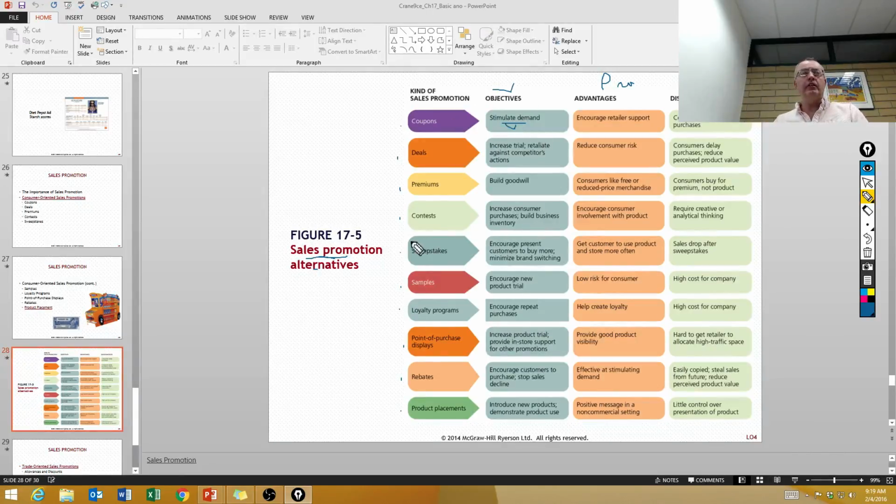Okay, so we said that we see sales promotions used in promoting consumer products, but likewise manufacturers use sales promotions to promote their products to businesses in the distribution chain. They use sales promotions to get the distributors and wholesalers and retailers to carry their product.